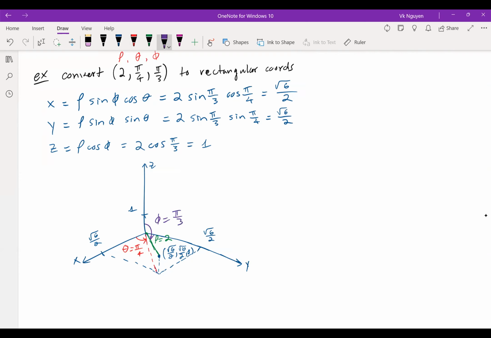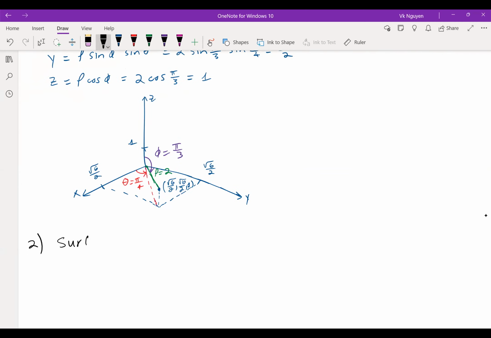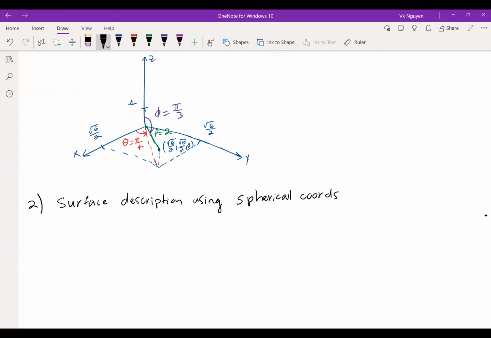Okay. Ooh. Surface description using spherical coordinates. First is going to be an example. Describe each surface. Okay, so you have rho equals C. What is this one?